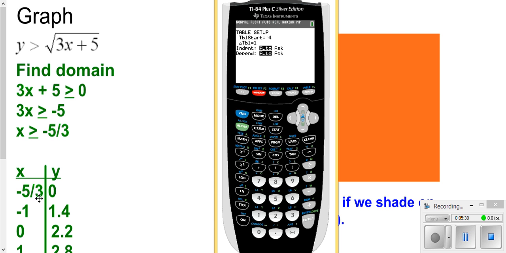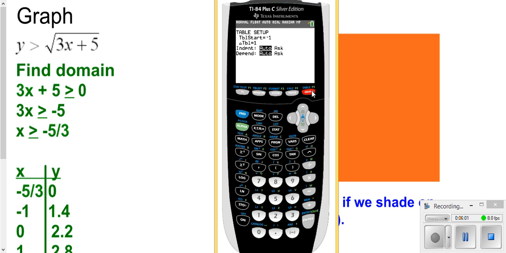Negative 5/3, that's starting at about -2. Now, it doesn't necessarily handle nicely this fraction. So you're going to probably have to put that fraction in by hand. But that's not too bad because -5/3 times 3, the 3's cancel, leaving you with -5, and -5 plus 5 is 0, and the square root of 0 is 0. So that's easy to get. So really all we have to do is go ahead and start our table at -1.